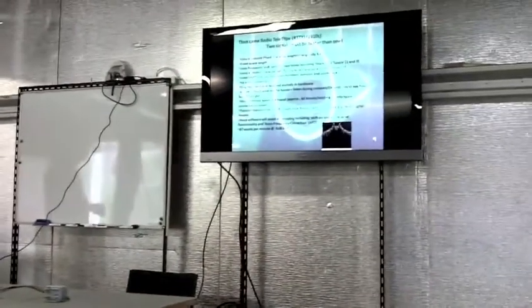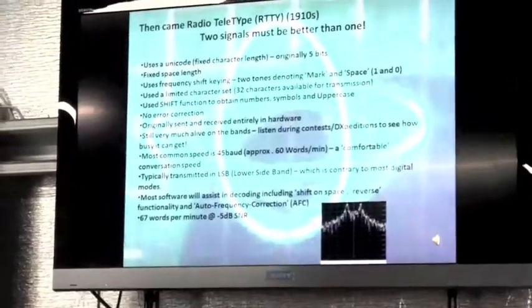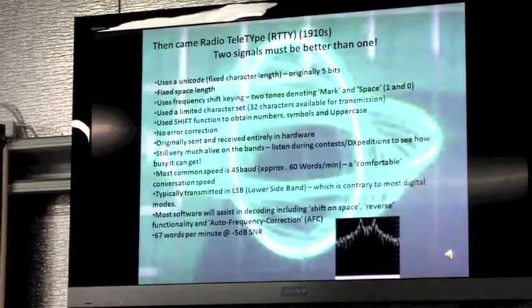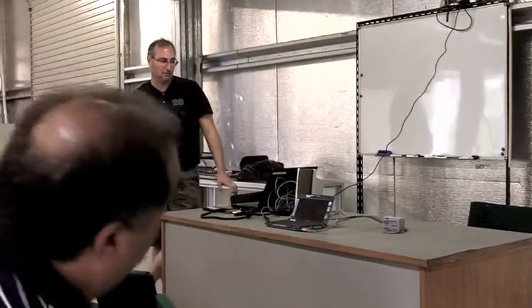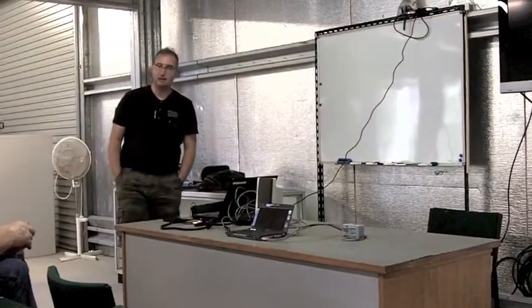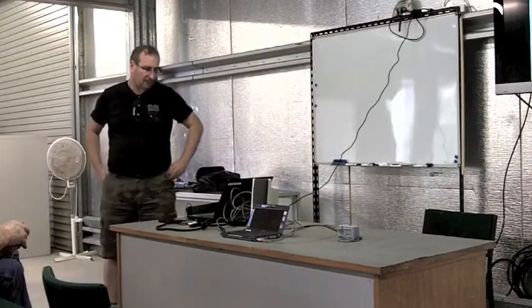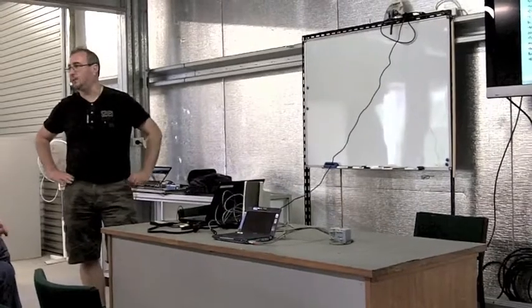It uses a fixed-length code, so all characters are fixed length, 5 bits. There's a fixed space length as well. It uses frequency shift keying. There's effectively two tones that it shifts between, denoting a mark or a space, or what we commonly know in digital modes as 1 and 0. It has a limited character set, 5 bits, giving you 32 characters. And so therefore, it uses the shift function as one of those characters to get numbers, some symbols, and uppercase. There's no error correction in it. It was originally sent and received entirely in hardware, 1910.